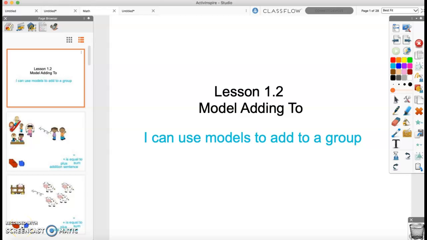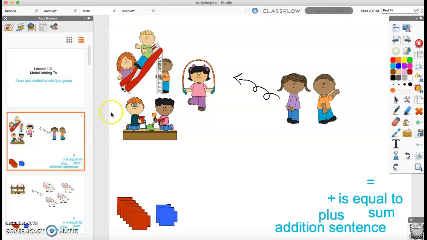All right, this is math lesson 1.2, model adding 2. At the end of this lesson, you should be able to say this to yourself: I can use models to add to a group. A model is just objects that help you to add or solve a problem.